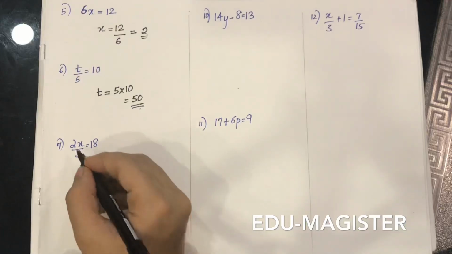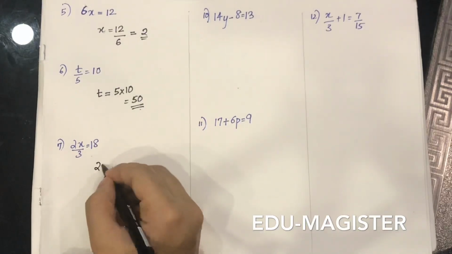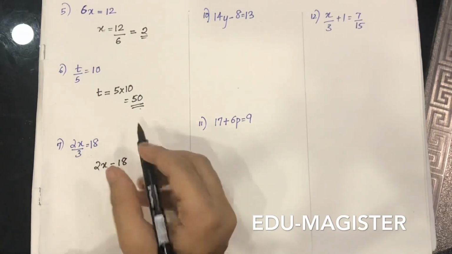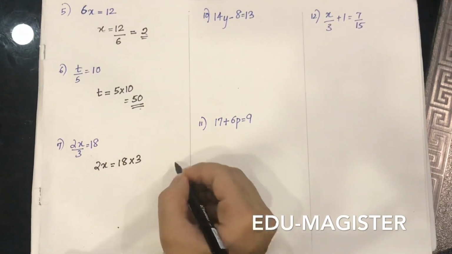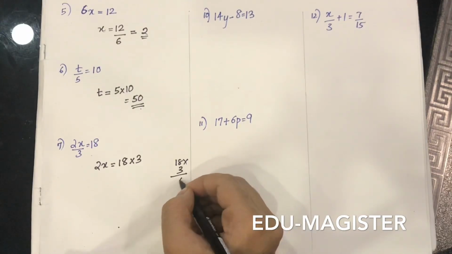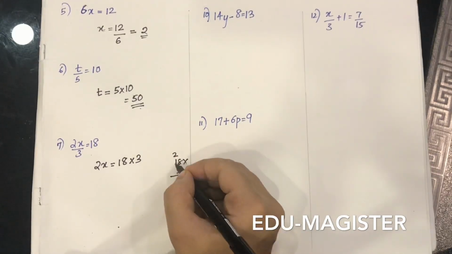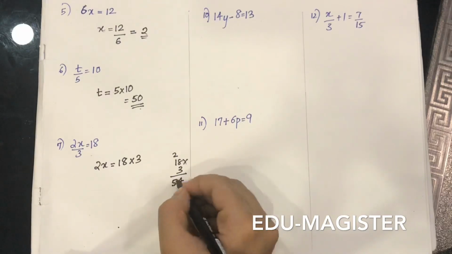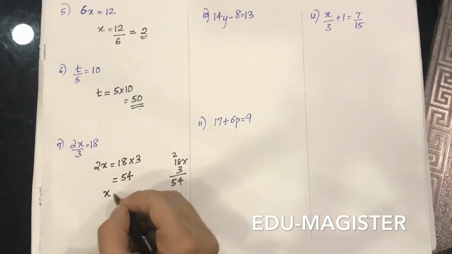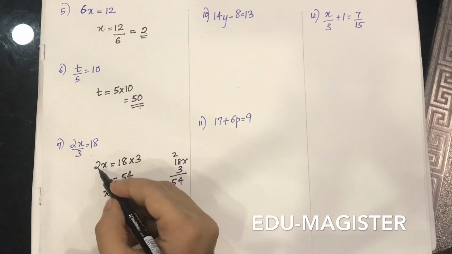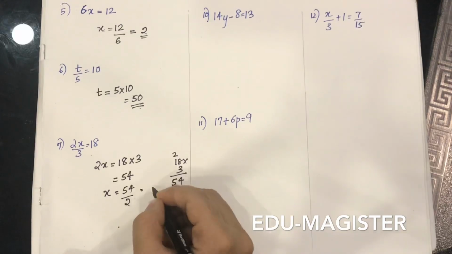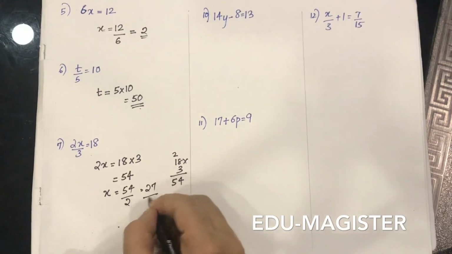Now here 2x by 3 is equal to 18. So 2x is equal to 18 divided by 3 becomes into 3. What is 18 into 3? 8 3s are 24. 3 1s are 3 plus 2 becomes 54. So 2x is equal to 54. So what is x? It is multiplication here, so you take it to the other side. It becomes divided by 2, which is equal to 27.